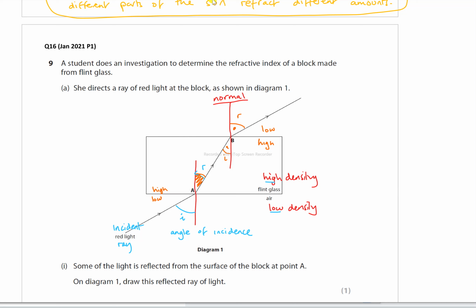Okay, so we've got all that. Some of the light is reflected from the surface at point A. So what they're saying is the ray comes in, some of it is refracted and some of it is reflected. So these two angles have to be the same. Right, we got that.